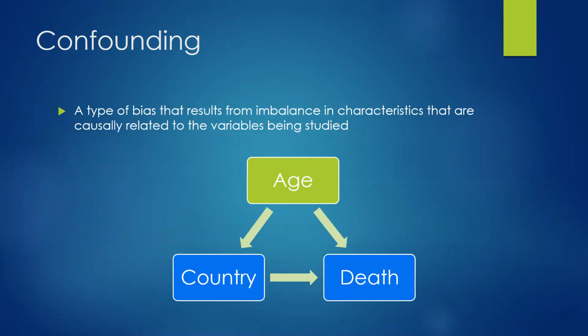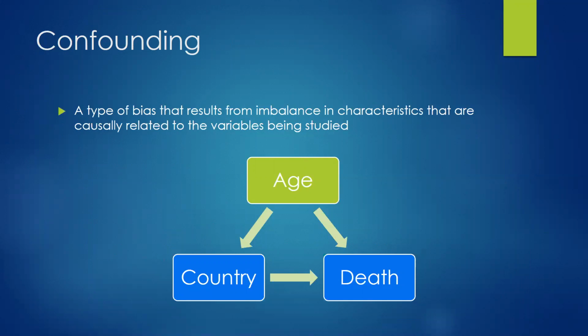Confounding is another type of bias. It could be labeled as a kind of information bias, but it happens when there's an imbalance in some characteristics that's causally related to the variables that you're actually studying. So in this diagram, we want to know if the country that you live in is associated with the risk of death. So is the country associated with mortality rate?